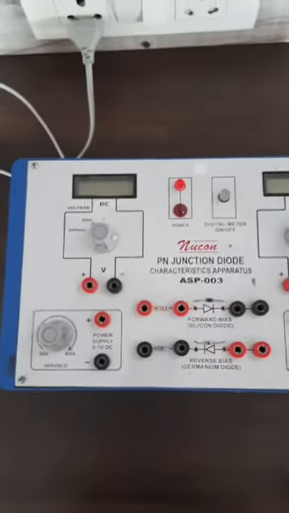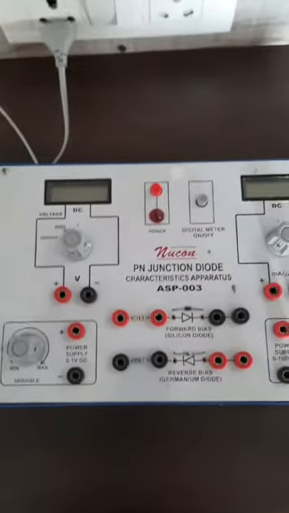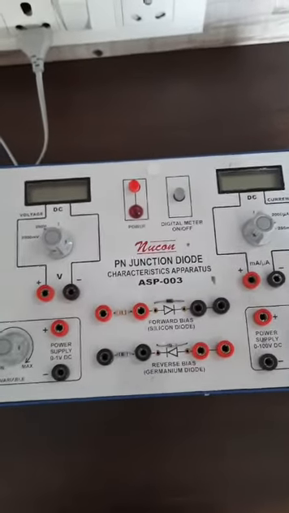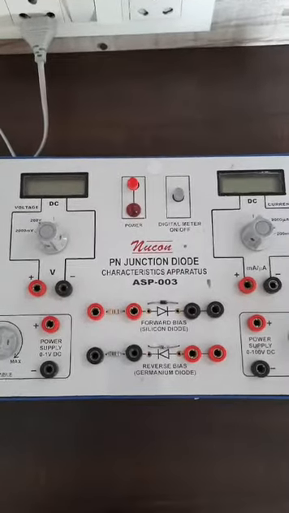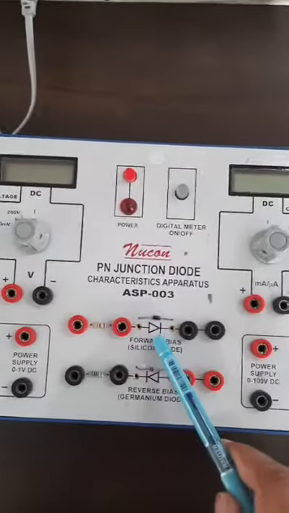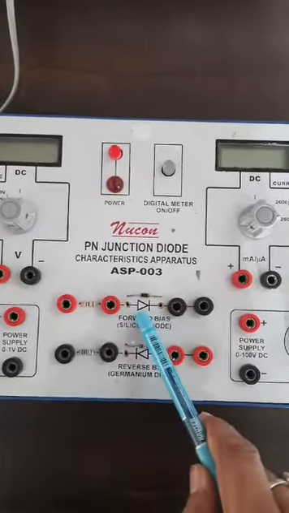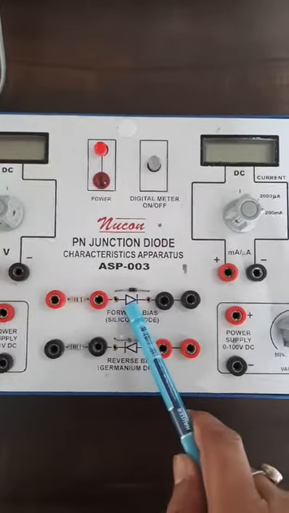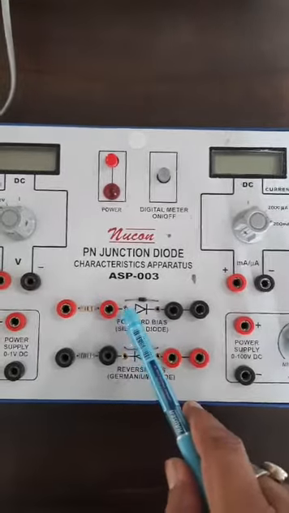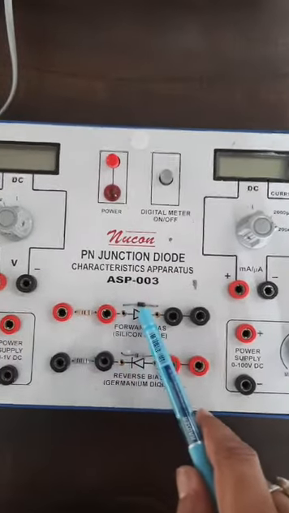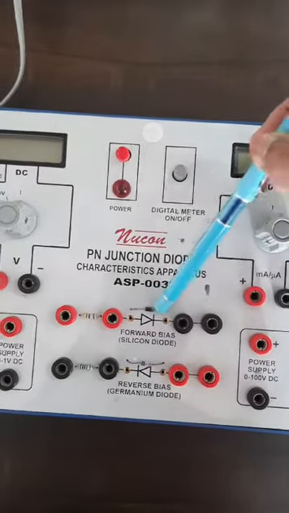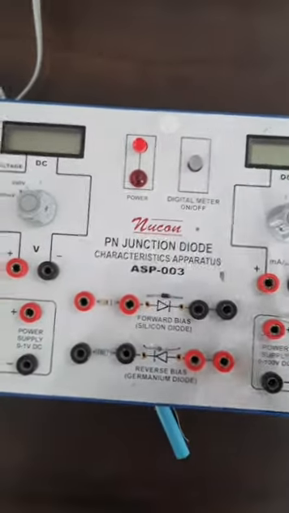Okay, welcome again. Today we are going to discuss the forward characteristic of the PN junction. As our PN junction diode, you can see here the symbol of the diode is this one. So if we want to make the forward bias, the P terminal of this, this is the actual semiconductor diode, okay.